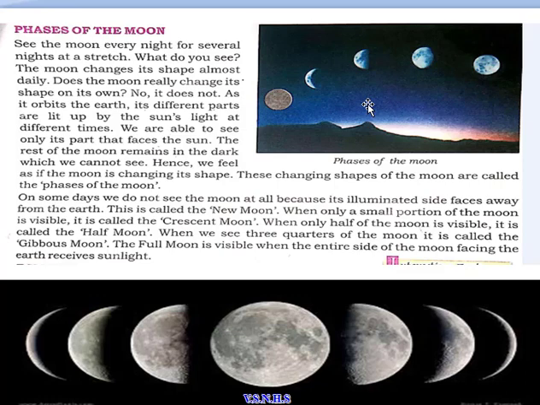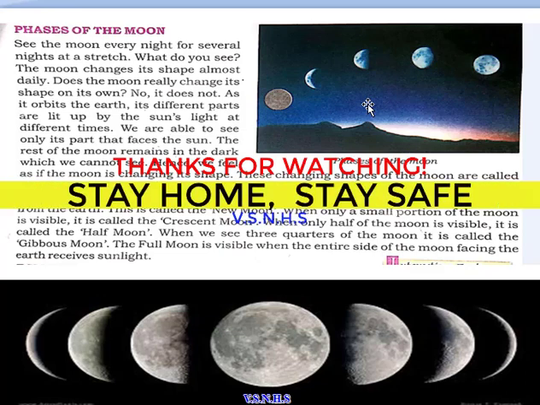So there are five phases of the moon, which are new moon, crescent moon, half moon, gibbous moon, and full moon. You have to prepare the definitions of solar eclipse and lunar eclipse, and landing on the moon will be taught in the next class. Thank you.